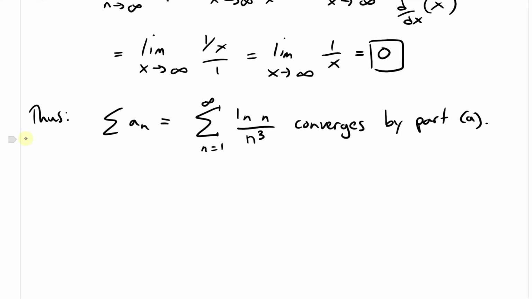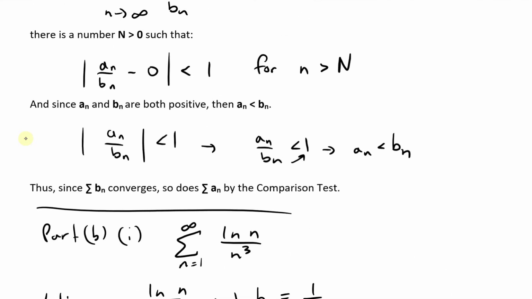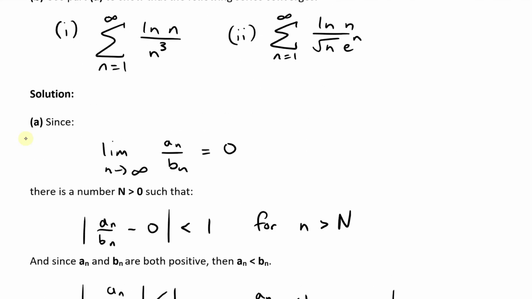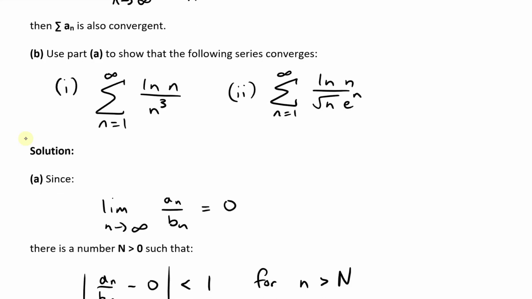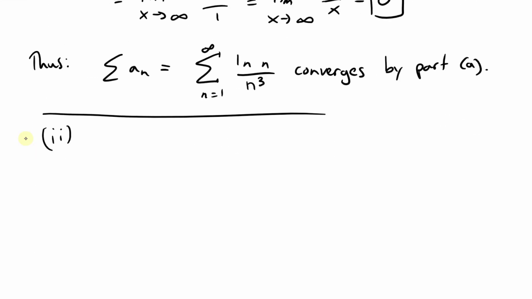Alright, so now let's look at part II of part B. So scroll up here, so we get part B, II. So this is the summation of n equals 1 to infinity of ln n divided by n squared times e to the n. So it's a very interesting formula there. So let's just write this down. The summation from n equals 1 to infinity of ln n over square root n e to the n.